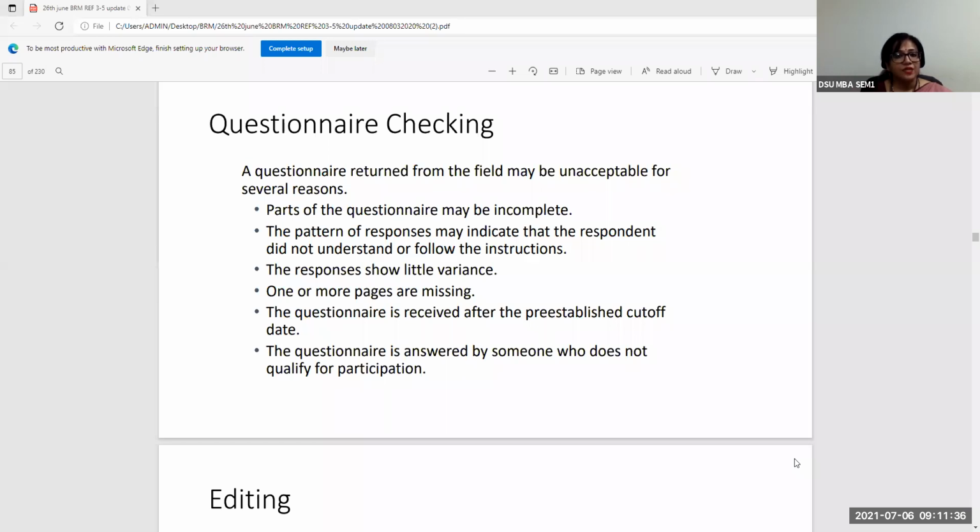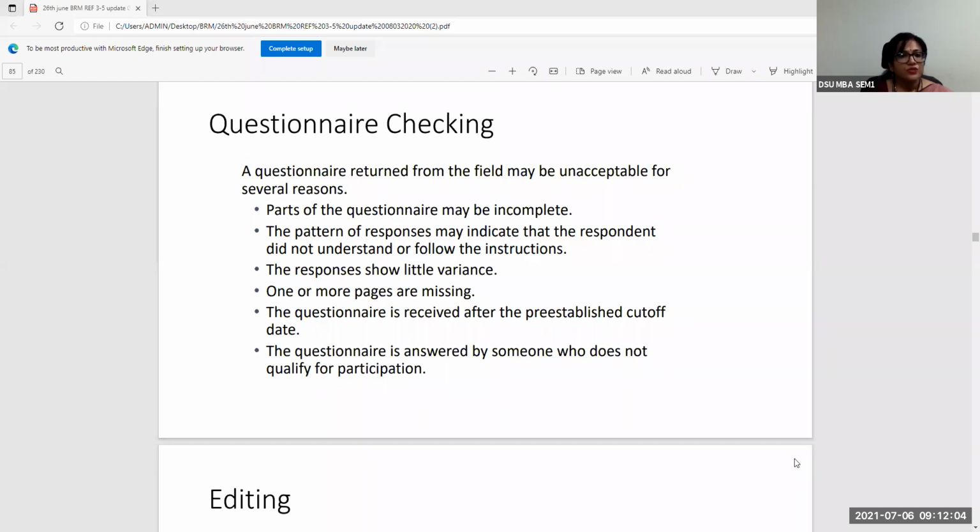Second is the pattern of responses to indicate whether people understood the instruction or not, if you have given any instructions as such, because you had hardly 10 questions to develop as part of the main activity. So it is possible that the instructions were pretty clear in terms of just answering all the questions, right? The third point to check is if there is any kind of variance. So do the responses show little variance in terms of the responses coming in?